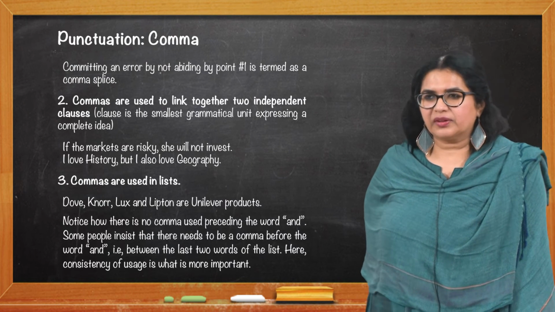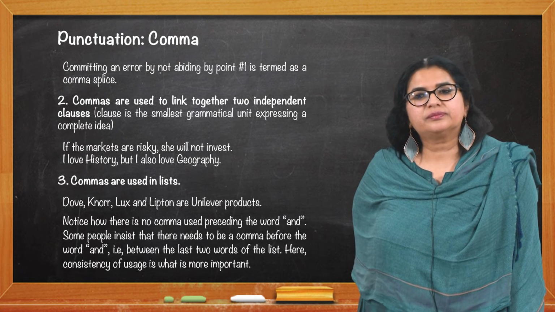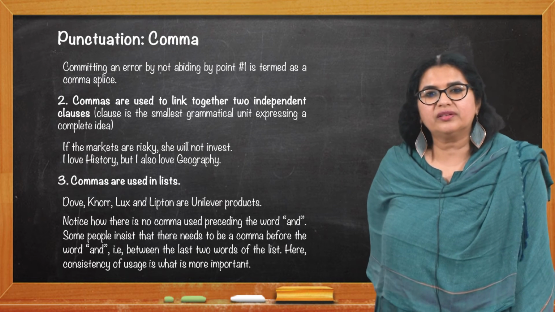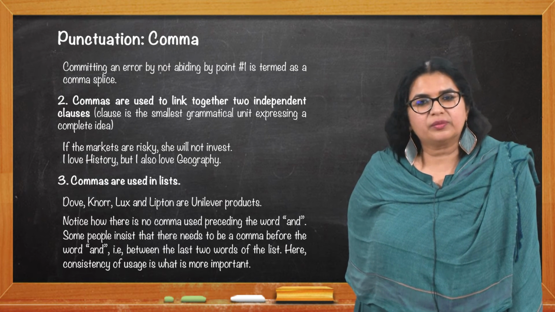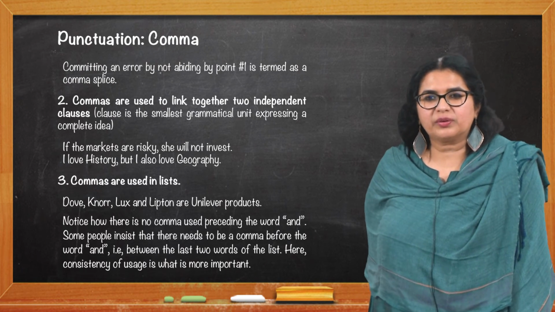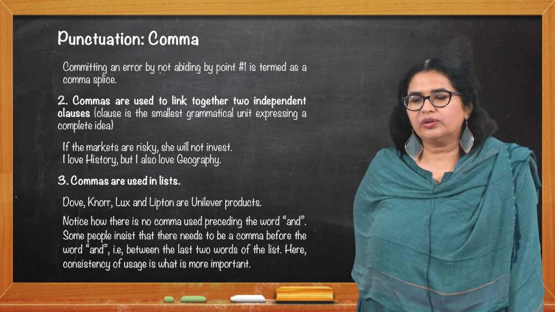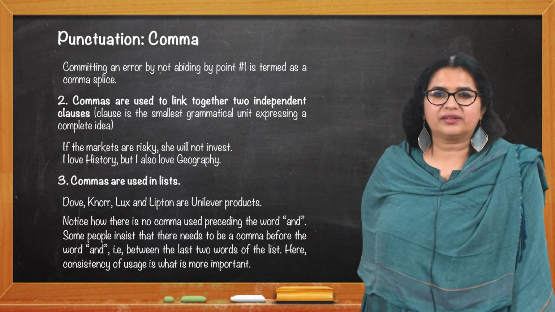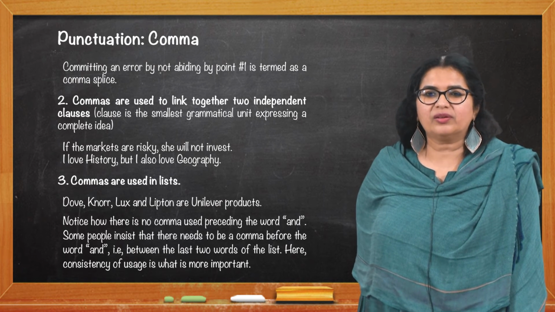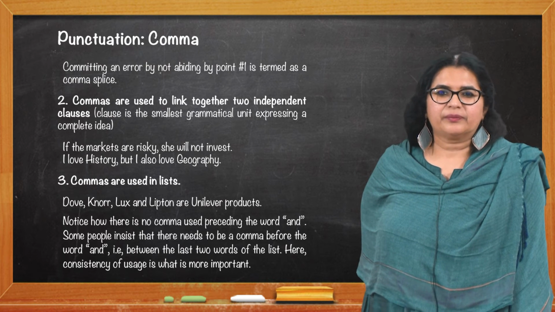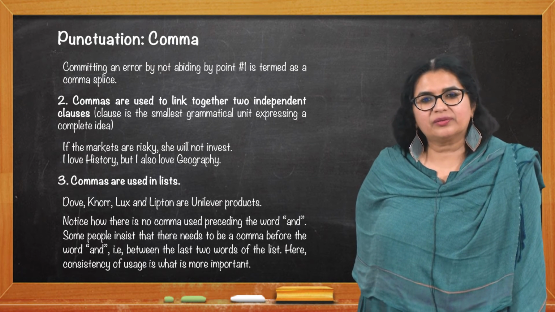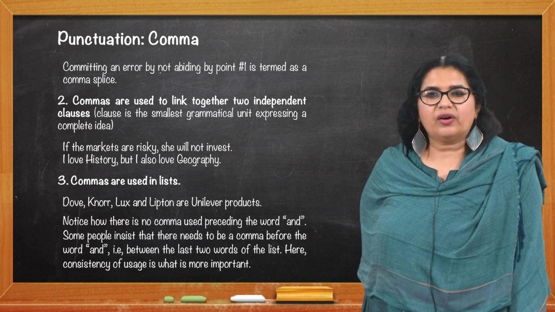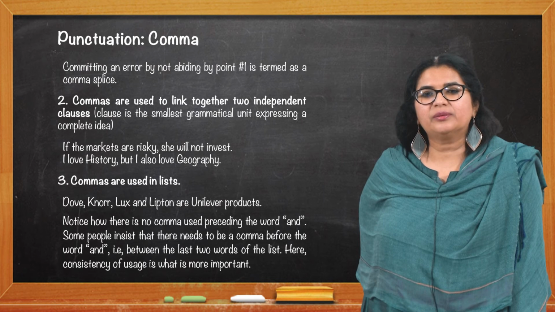Punctuation, that is comma. Commas are used to link together two independent clauses. A clause is the smallest grammatical unit expressing a complete idea. So, look at the sentences. If the markets are risky, she will not invest. I love history, but I also love geography. Commas are used in lists. For example, here you can look at the example, Dove, Knorr, Lux and Lipton are Unilever products.